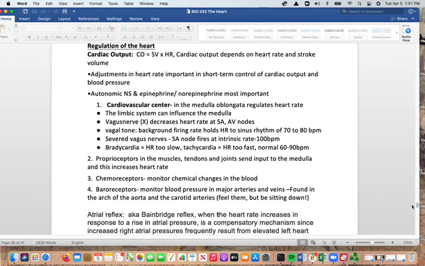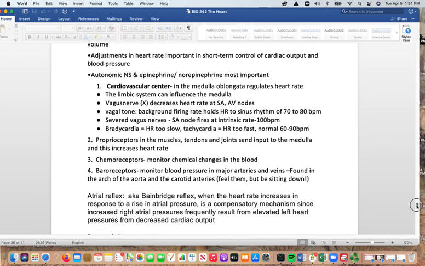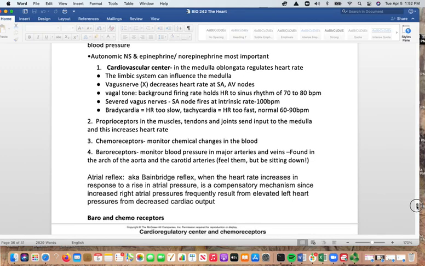Other things that will affect this: your proprioceptors in the muscles, tendons, and joints are going to send input to the medulla oblongata. So when you start to move, the medulla oblongata is going to get the information that you're going to move and increase the heart rate to deal with change in body position. We have chemoreceptors that monitor the chemical changes in the blood. Baroreceptors are in the major arteries and veins and the arch of the aorta and carotid arteries. These are going to monitor the pressure and give feedback.